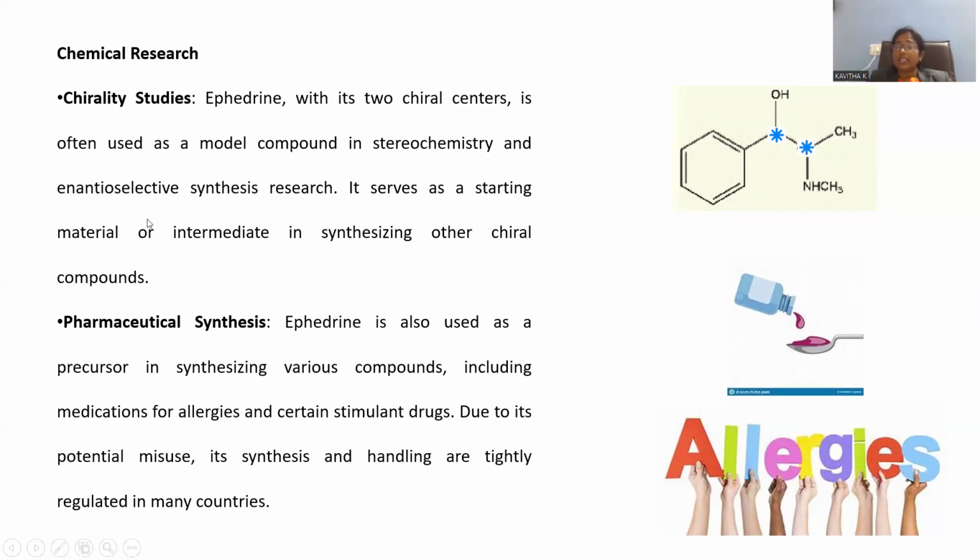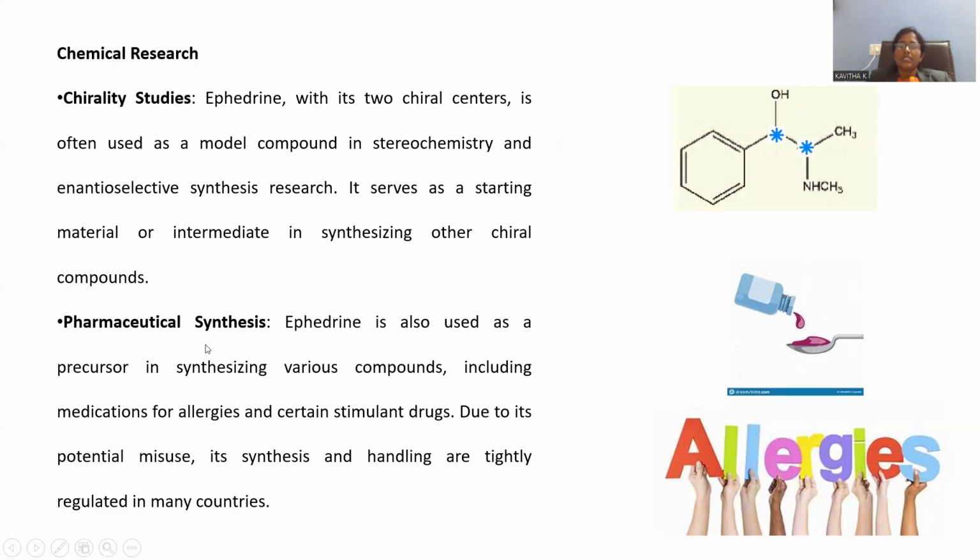That's the reason why enantioselective synthesis is a high priority for these researchers, in order to get the selective stereoisomer that is used in the effective cure of diseases. That's why the chemical research of ephedrine is so important. It serves as a starting material in many compounds, especially to make chiral compounds where stereoisomerism plays a role. It is a starting material to make complex molecules. So this is the way chemical research also involves ephedrine.